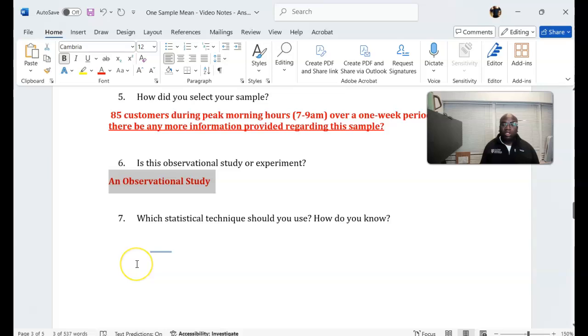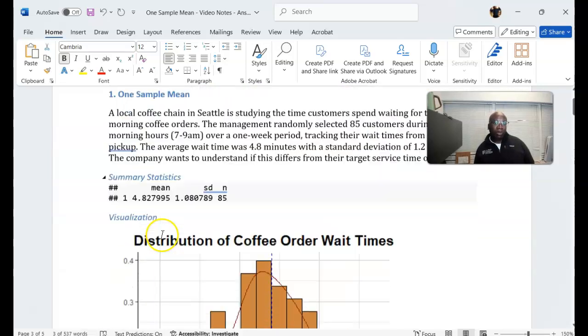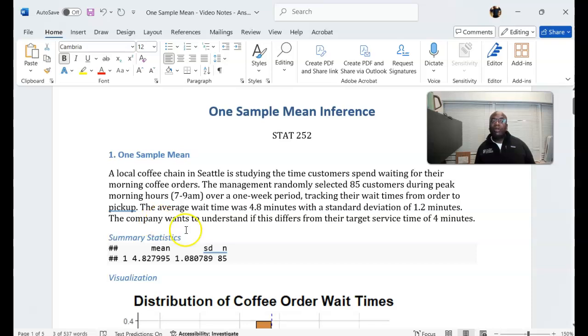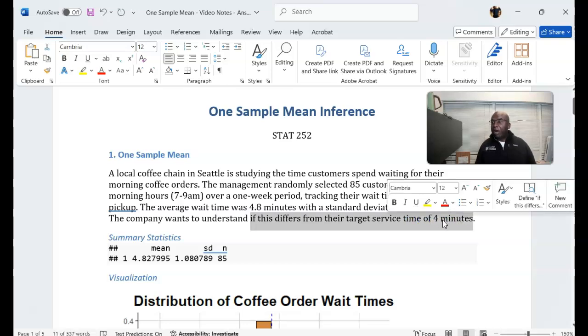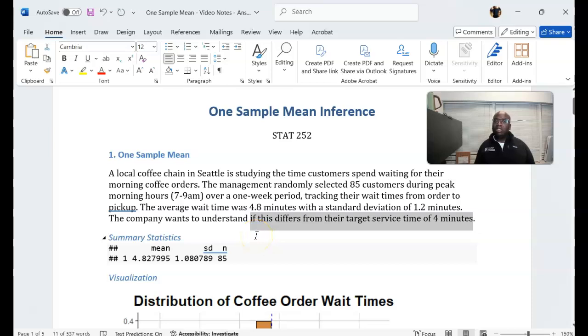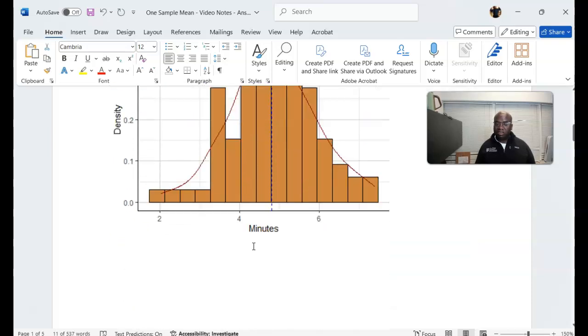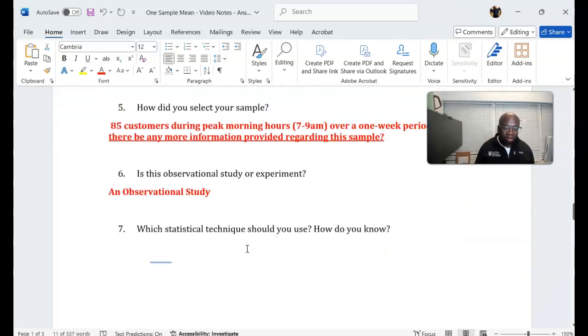Okay, so which statistical technique should we use? Hence the name of this video: it's the one sample mean test. More specifically, I didn't emphasize this when I first read it, but the company wants to understand if this differs from their target of 4 minutes, which is a claim, a hypothesis. So this is going to be a one sample mean hypothesis test.